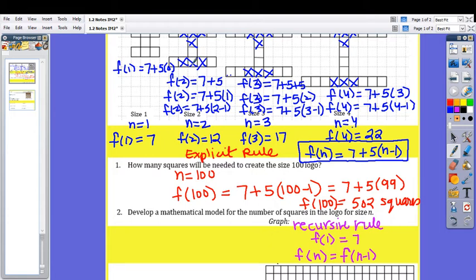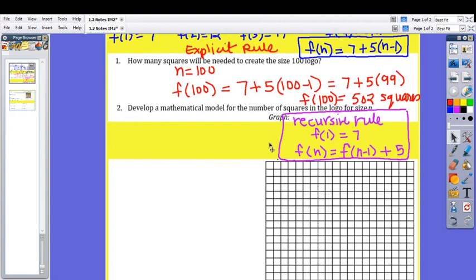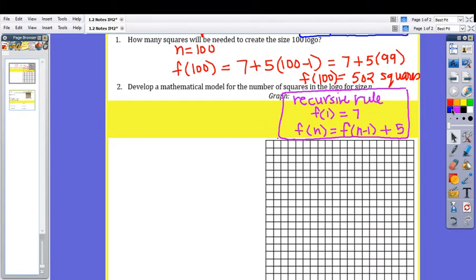So for this, the previous one is this one. Look, if this is 2, this is 1 less, so it's n minus 1 basically. So this is how you say previous term, and all you are doing is adding 5 to that. So this is our recursive rule for this pattern. So we have an explicit rule and we have a recursive rule. Now let's find out what it is asking in the next one. Okay, it is saying develop a mathematical model for the squares of the logo of size n.